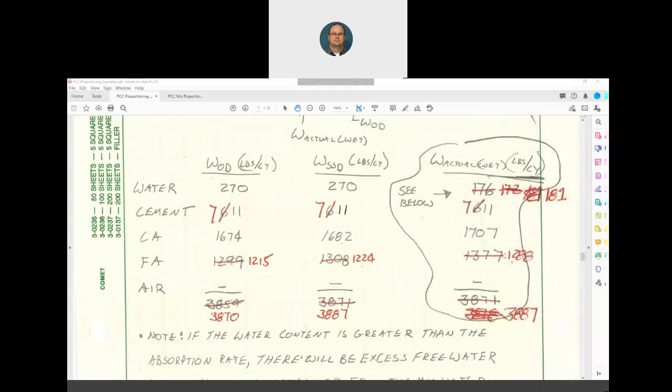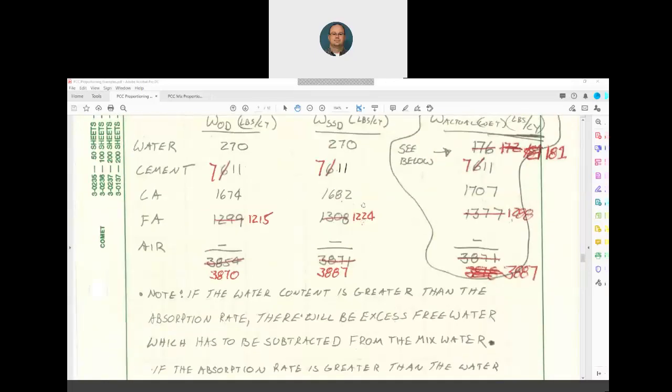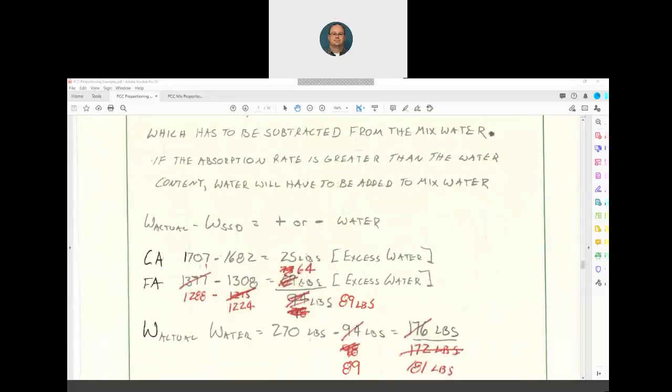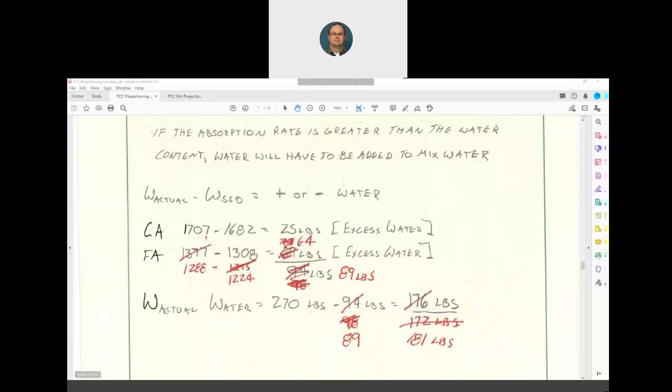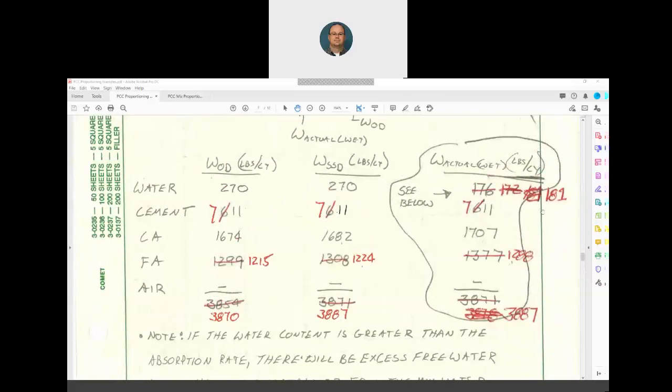Here's 1288. So that is the weight of aggregate per cubic yard at actual moisture conditions. 1288 minus my SSD weight. This is why we need to calculate SSD weights. That equals 64 pounds. So I have a total of 89 pounds of excess water. So my actual water will be 270 minus 89, which is 181 pounds. That is why this changes to 180.